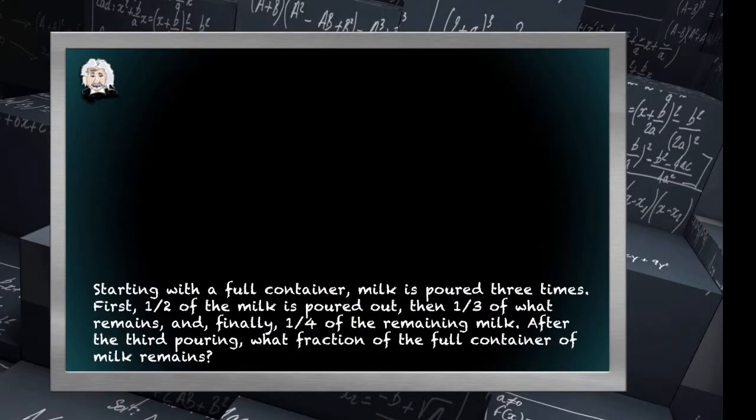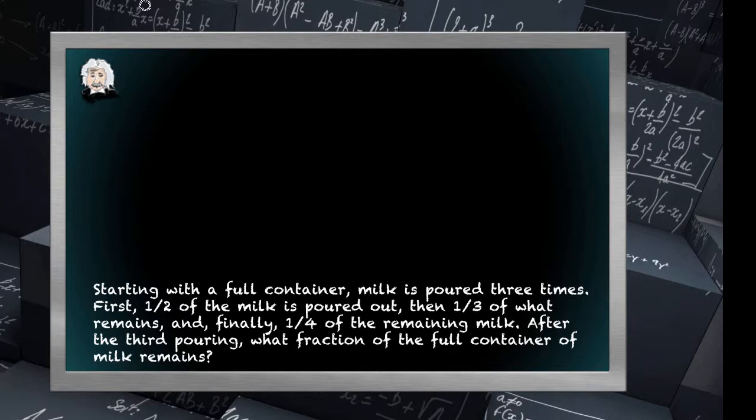Starting with a full container, milk is poured 3 times. First, 1/2 of the milk is poured out, then 1/3 of what remains, and finally 1/4 of the remaining milk. After the third pouring, what fraction of the full container of milk remains?